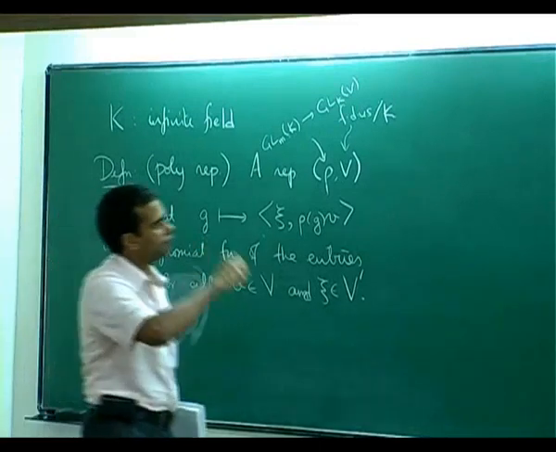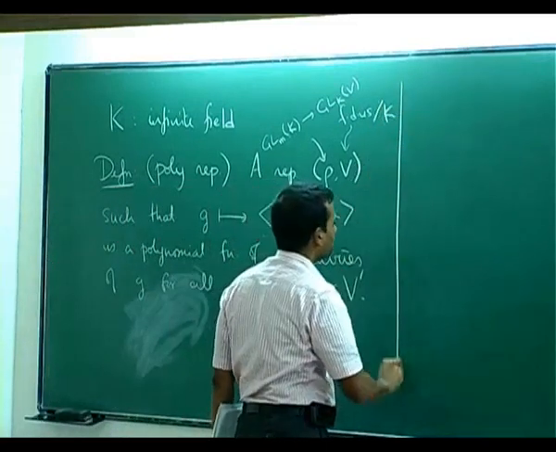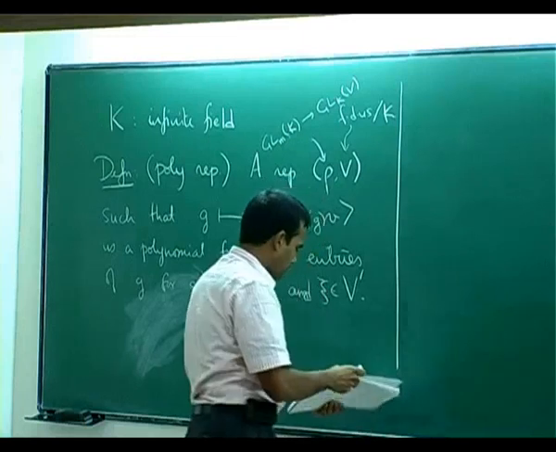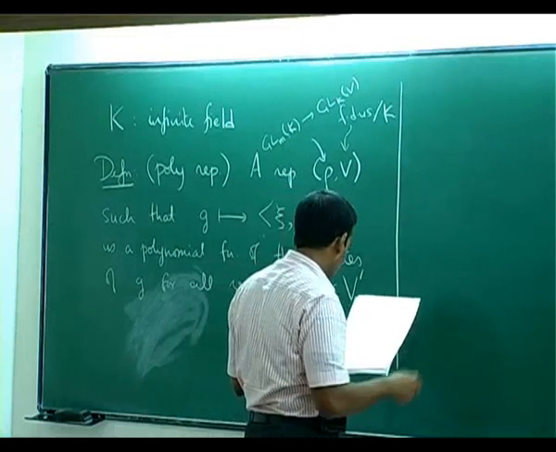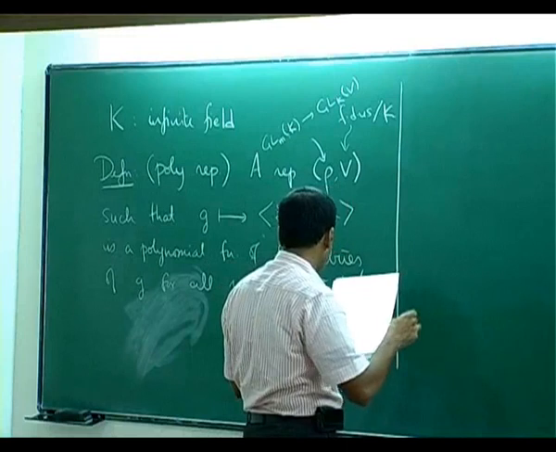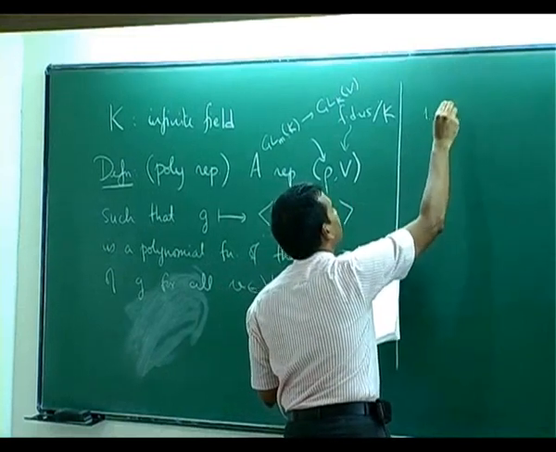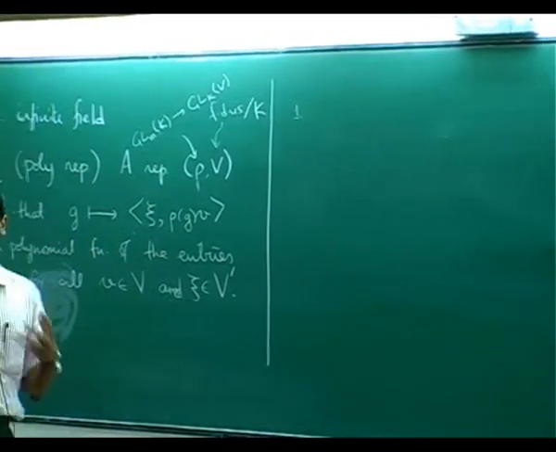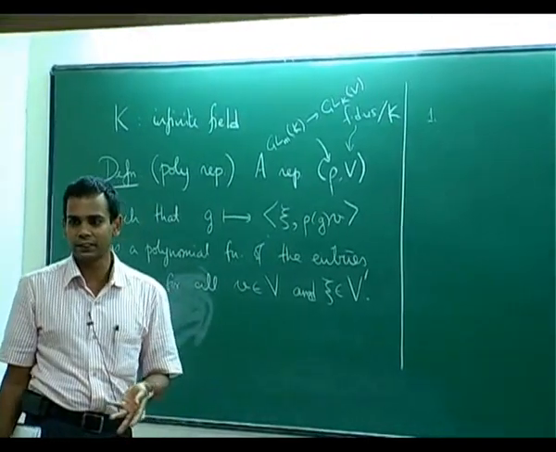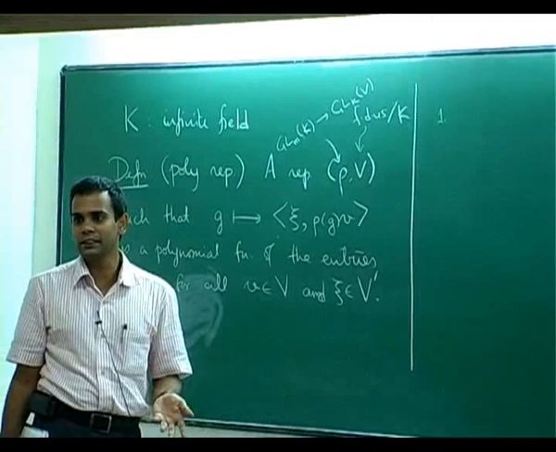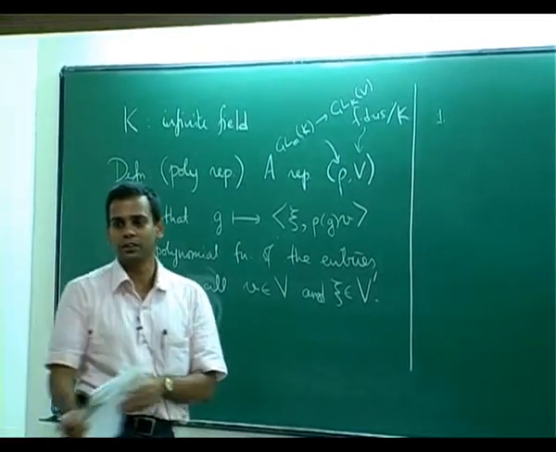Okay, some basic properties of polynomial representations, which I think I can safely leave as exercises to you. First is that if you have a polynomial representation, you can look at an invariant subspace of that representation. That would also be a representation. That's going to be a polynomial representation.